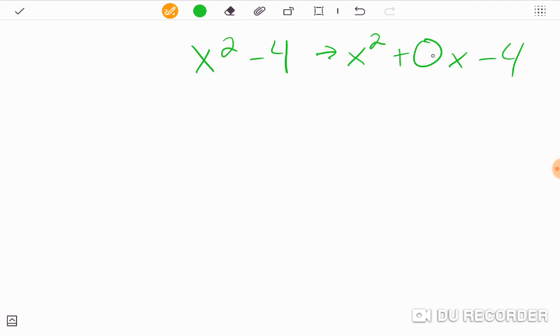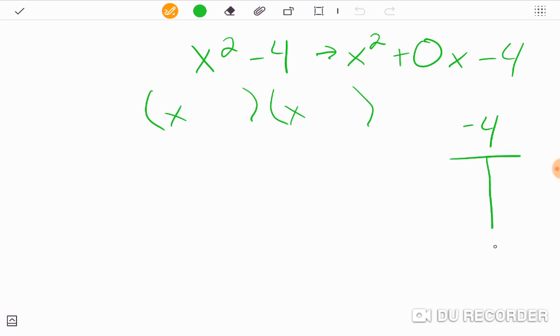If you think about it, 0 times x is 0. You don't have to write that 0. 0 minus 4 is just negative 4, so you can leave it like this. Nothing changes as far as your steps. You draw your parentheses. You put your x's. You still have to find the factors of negative 4.